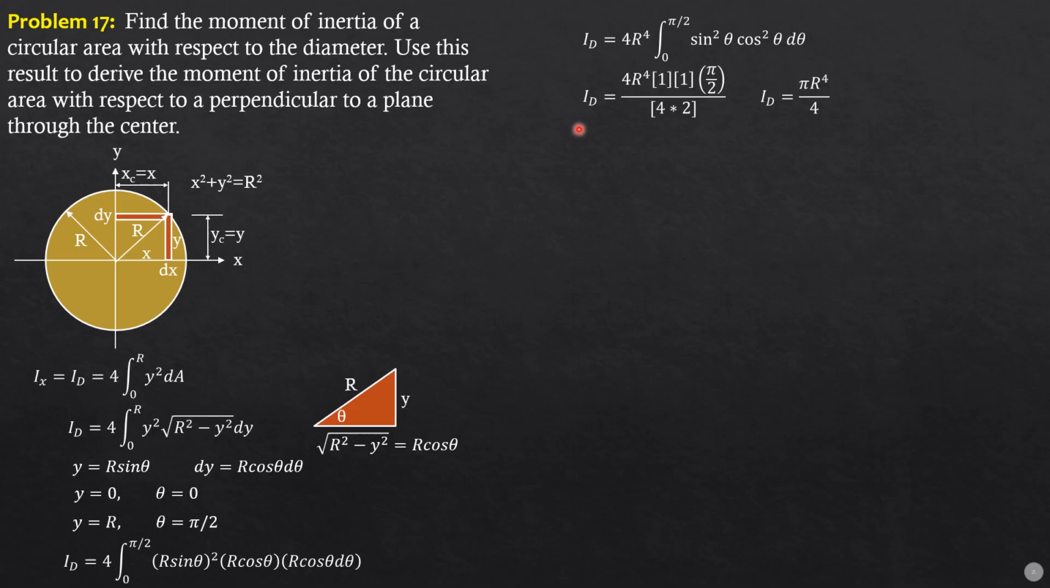Since the area of the circle is pi r square, we factor out pi r square and denote the area as mass m. So that moment of inertia with respect to the diameter or with respect to the x-axis, also by symmetry, is also equal to I sub y, is pi r square times r square over 4. So therefore, replacing pi r square by mass m, it is 1/4 m r square. So that's the moment of inertia of a circular area with respect to the diameter.